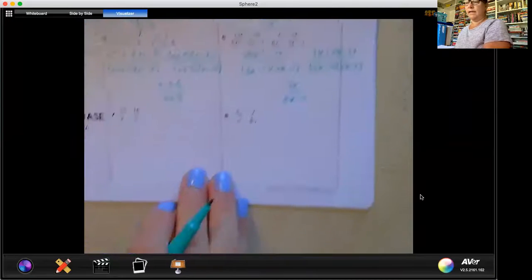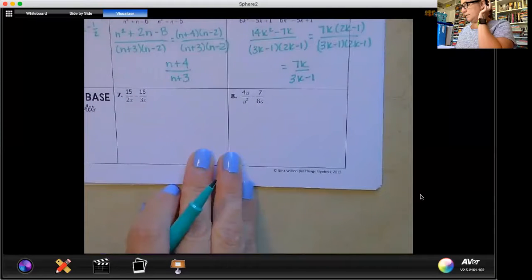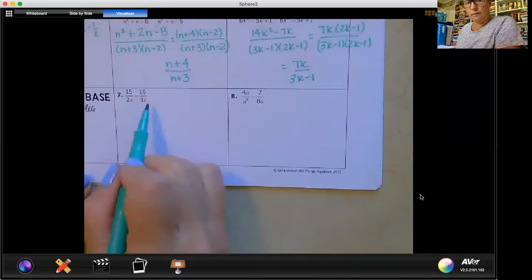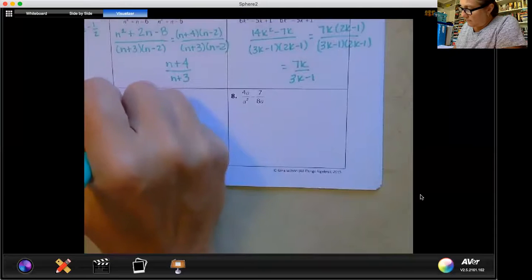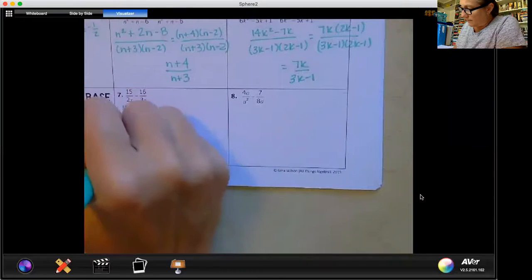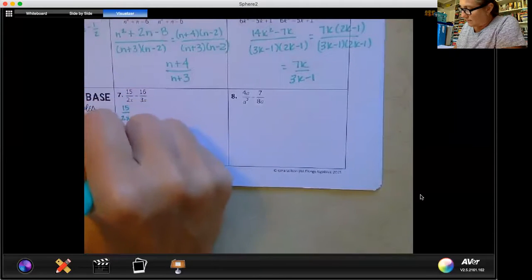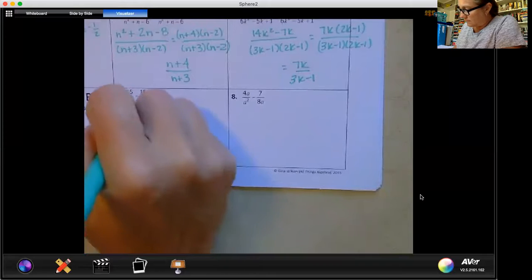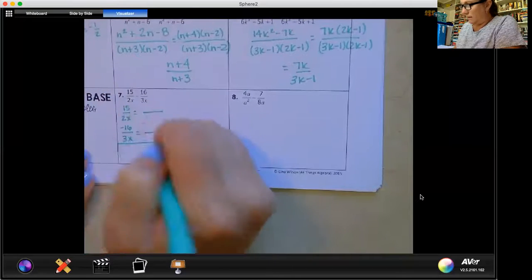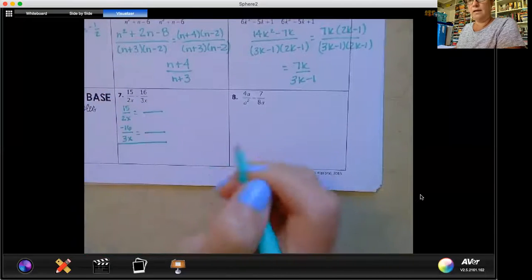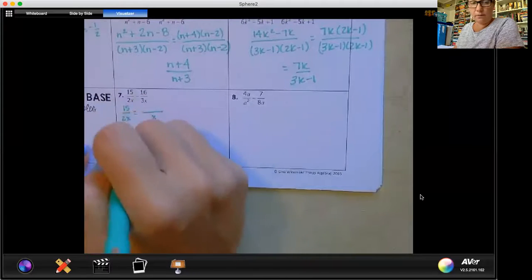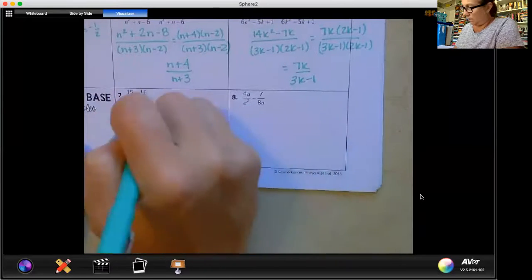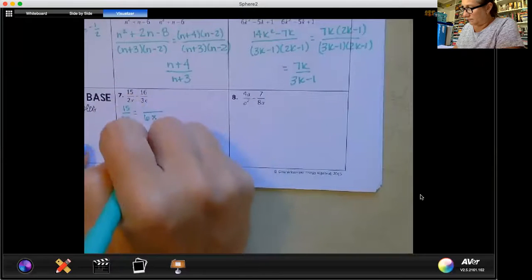Now, what happens if the denominators are not the same? If the denominators are not the same, you have to make them the same. So we have 2x and 3x. The easiest way to do this is to set it up vertically. So if you have 15 over 2x minus 16 over 3x, to find the common denominator, you write what they have in common, and then you figure out what's left. So they have an x in common, and 2 doesn't go into 3 evenly, 3 doesn't go into 2 at all, so we multiply them together.